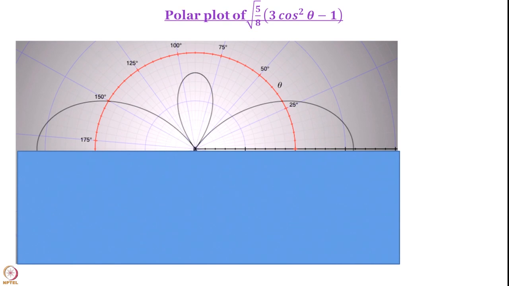Now, for 3 cos square theta minus 1, it is always easy to work with 0. Where is that equal to 0? Where 3 cos square theta minus 1 equals 0, or cos theta equal to 1 by root over 3. Is that right? Partially right. Because when we say cos square theta equal to 1 by 3, there is no reason why we should neglect cos theta equal to minus 1 by root 3. So you should consider that also.